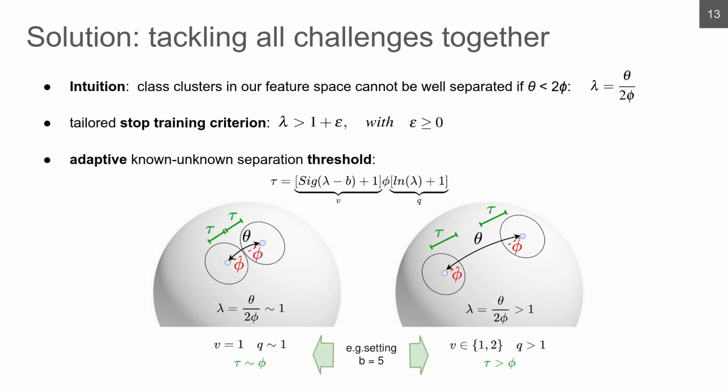We then adopt an adaptive threshold to separate known and unknown samples. Indeed, in our feature space, unknown samples are located far away from class centers, so to recognize them we just have to measure their distance from the nearest center and then compare it with a threshold.